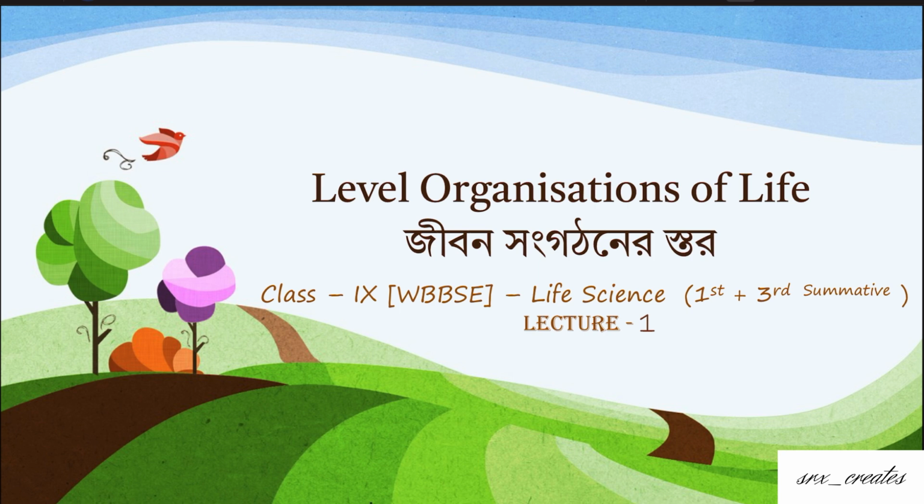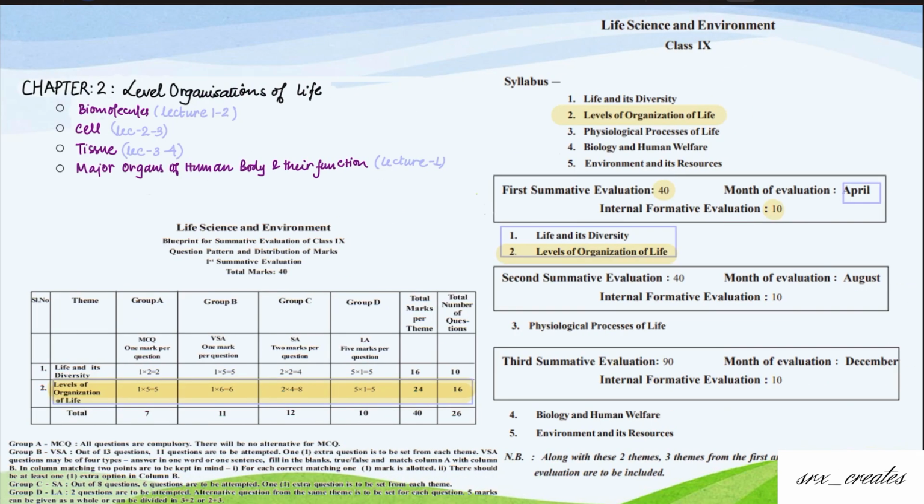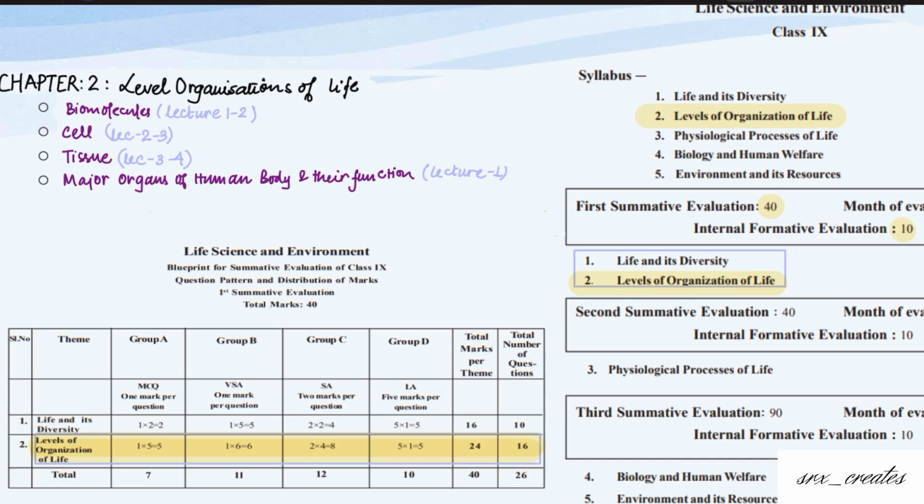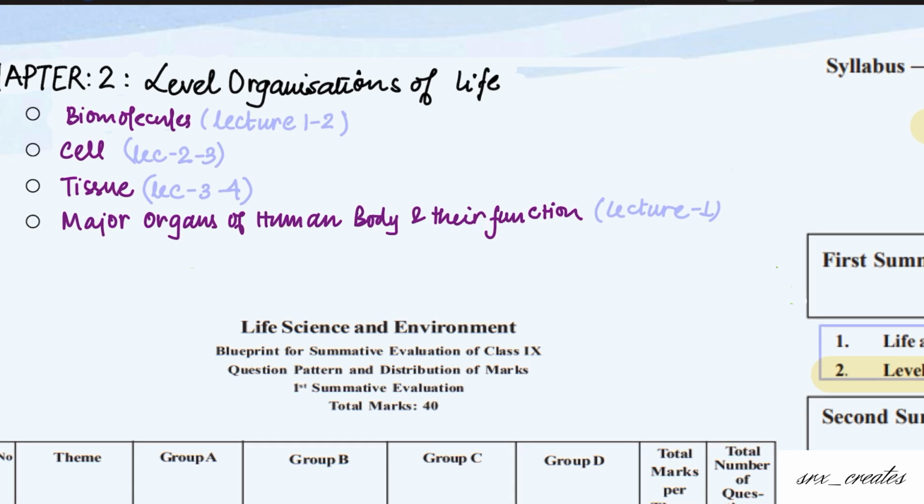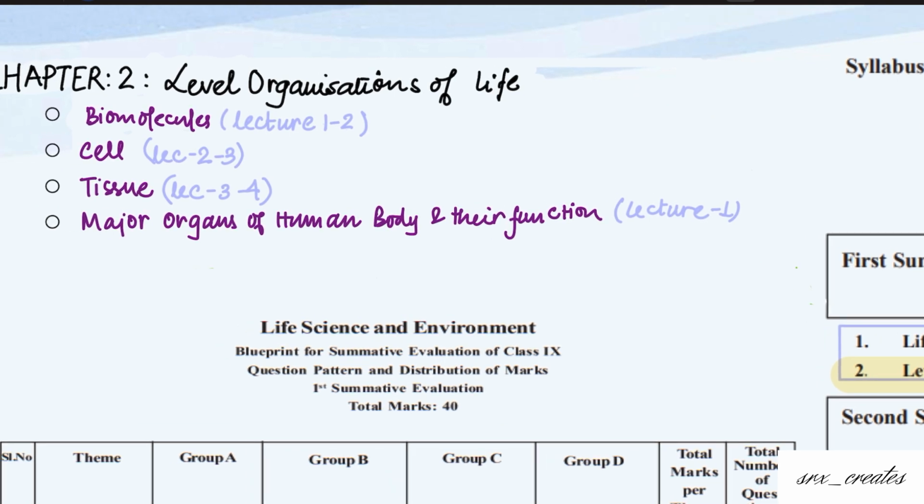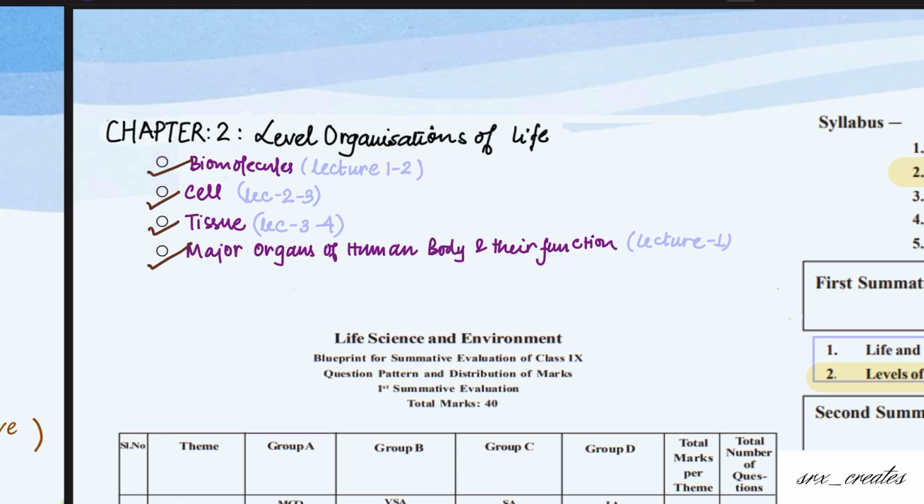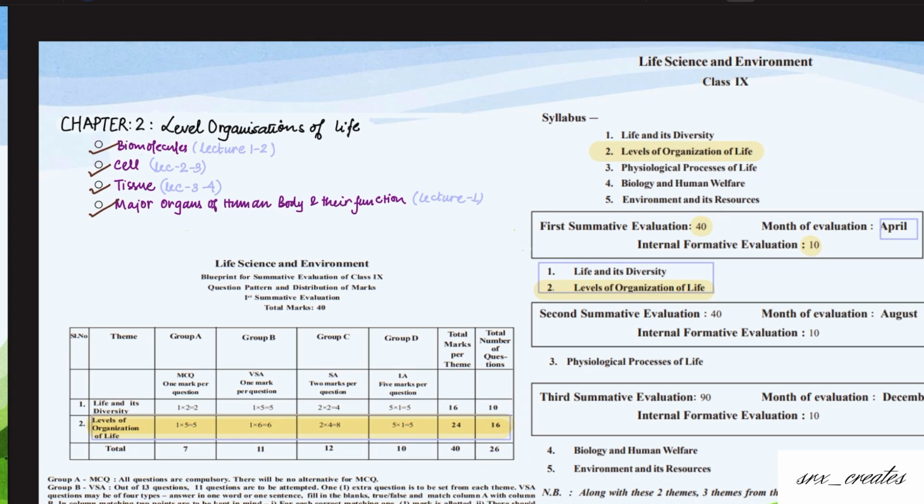So this is the second chapter of class 9 WBPSC Life Science first and third summative, the chapter of your syllabus, that is the second chapter, Levels of Organization of Life, in which we are going to deal with a few topics. The topics are biomolecules, cell, tissue, major organs of the human body and their function. Now let me explain the basic theme of this chapter.